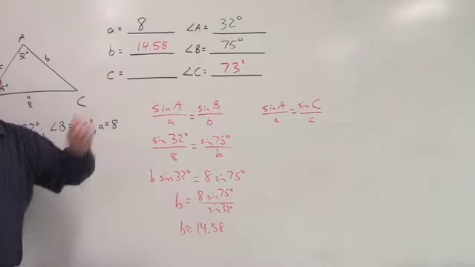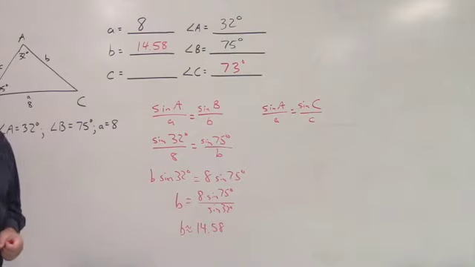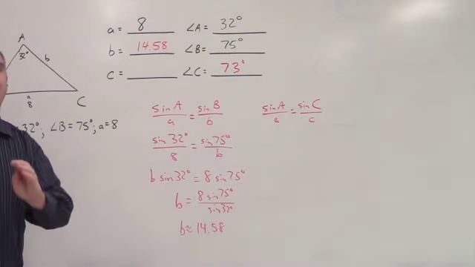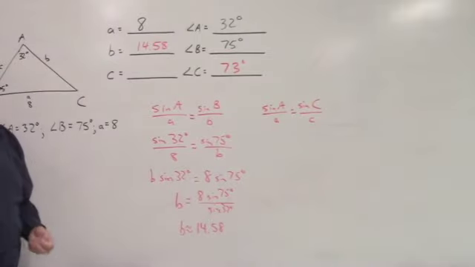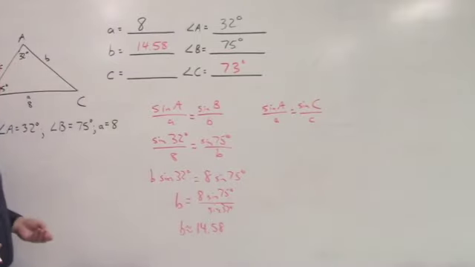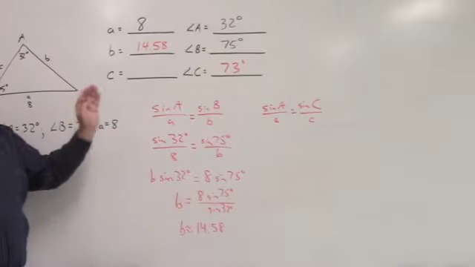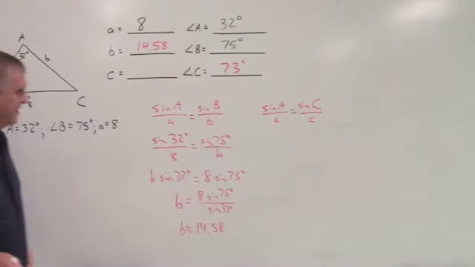Now I'm going to look at side C. Now before some of you say, hey, why don't we just use the Pythagorean theorem? Remember, this is not a right triangle. So I can't say a squared plus b squared equals c squared, because it's not a right triangle. So we're once again going to use the law of sines to find that missing side.